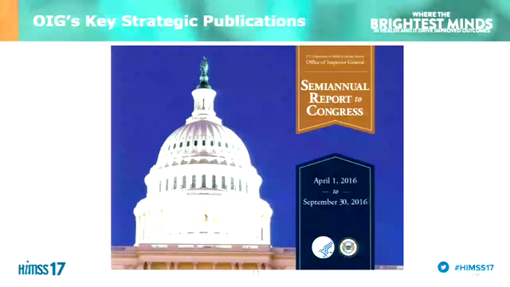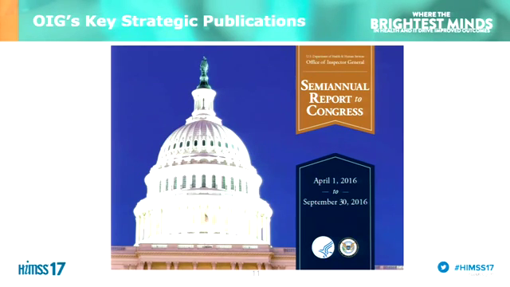Starting with the SemiAnnual Report to Congress, every OIG in government is required on a 6-month basis to report on significant activities. We post these reports on our website in April and then again in November. The SAR includes significant problems, abuses, deficiencies, and investigative outcomes related to HHS programs and operations.